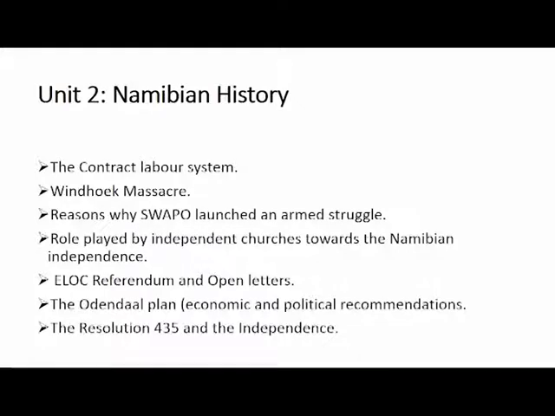The second point that we should know about is the Windhoek massacre. What is a massacre? What is the Windhoek massacre? You should know about this. What happened? What are the reasons for the Windhoek massacre? How did it take place? When did it take place? And what are the results or the consequences of the Windhoek massacre? Windhoek massacre is a broad term, but that is just in a nutshell about the massacre itself.